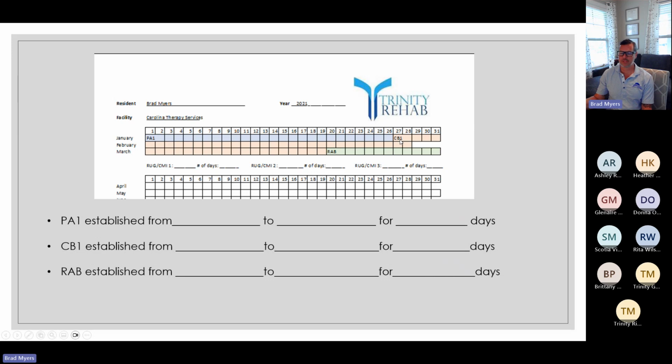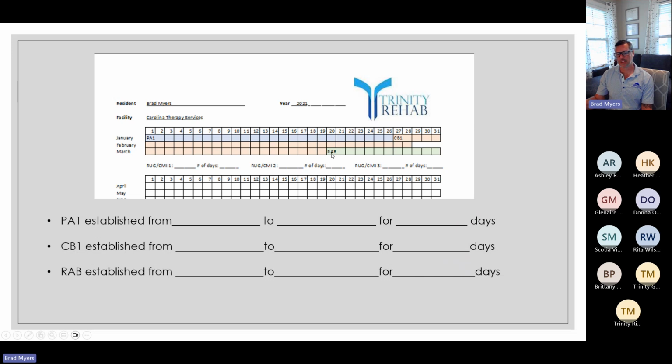On January 27th, because of orders and visits or whatever happened, we can do an assessment to upgrade, maybe not necessary, but we could do an assessment to capture a CB1. CB1 is still not a great rug, but it beats a PA1, so absolutely we should do that assessment. Otherwise, unless you tell MDS differently, now this is January 27th, we would not have to do another assessment for 92 days, which is going to be sometime at the end of April.